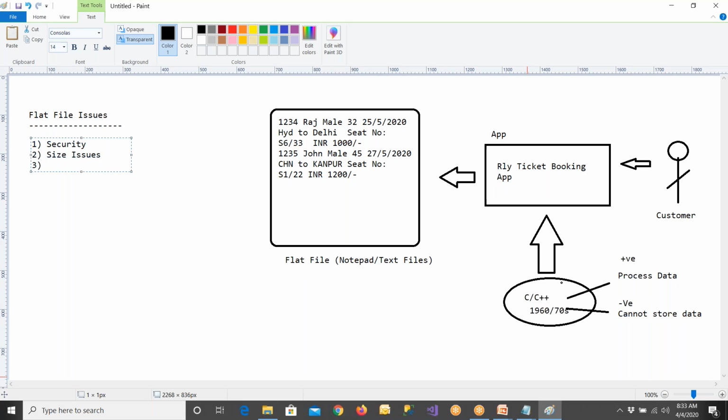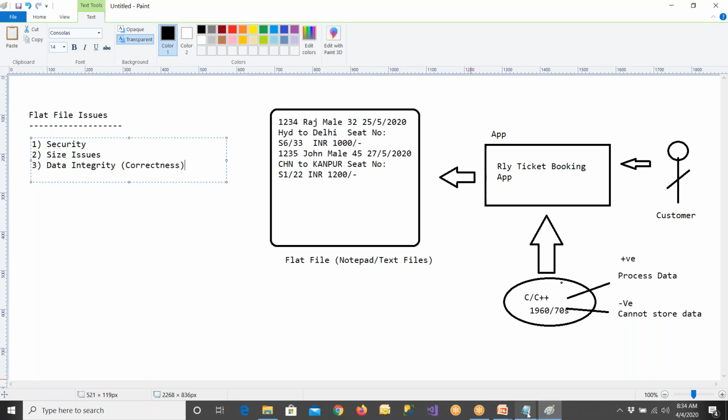Am I clear? So, a lot of data integrity issues. What do you mean by integrity? Integrity means correctness, honesty. So data integrity has to be there. Integrity means what? Correctness, honesty. So that is what we can say.